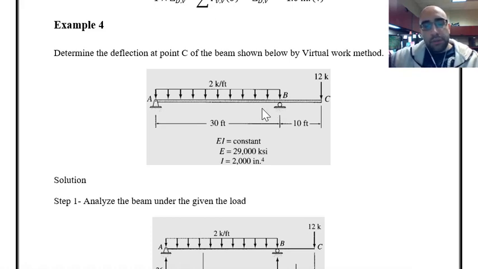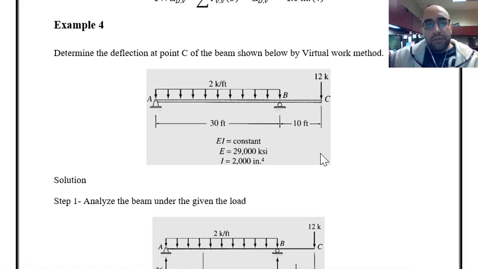So over here you can see the beam is given to us. It's a beam with two supports. We have a hinge support at the left and a roller support over here at point B. The loading is given and the question is asking about the deflection at point C, which is this point over here.